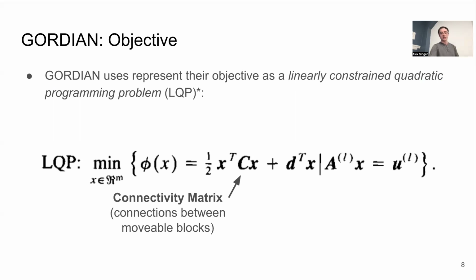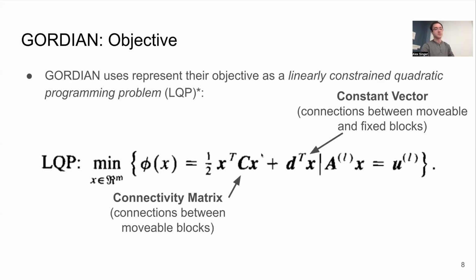We have the connectivity matrix, which says connections between movable blocks have these forces between them. For example, we have a matrix that's number of movable blocks times number of movable blocks. If movable block 2 is connected to movable block 1, then the matrix at 1, 2 would be a non-zero value. If they're disconnected, it would be a 0 value. So this is our connectivity matrix. This is our constant vector, which represents blocks connected to fixed points.